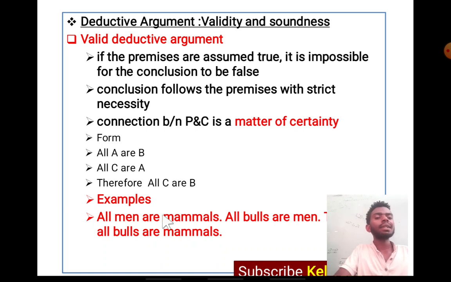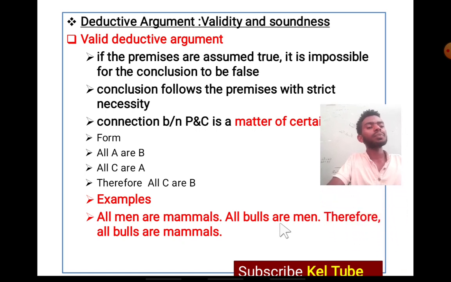For example, all men are mammals. All bulls are men. Therefore, all bulls are mammals.